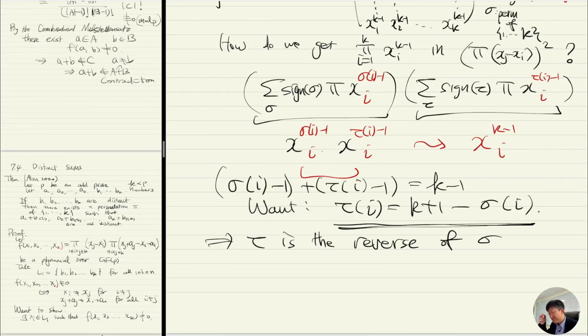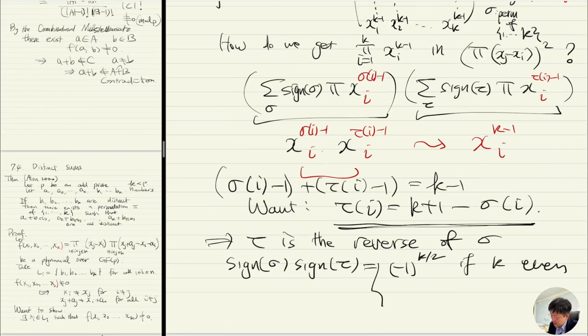So what's the sign of this permutation? I claim that the sign of sigma times the sign of tau is minus 1 to the k over 2 if k is even, and minus 1 to the k minus 1 over 2 if k is odd. But anyway, what we care about is that it's independent of the choice of sigma and tau. Their product always has the same value for fixed k.